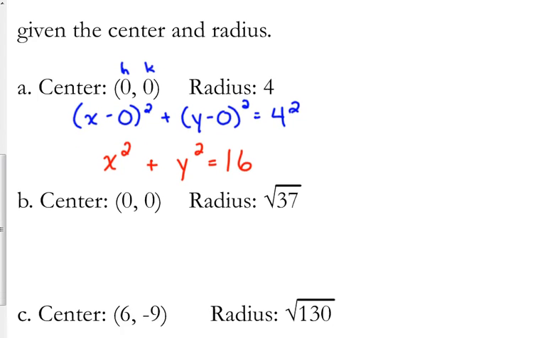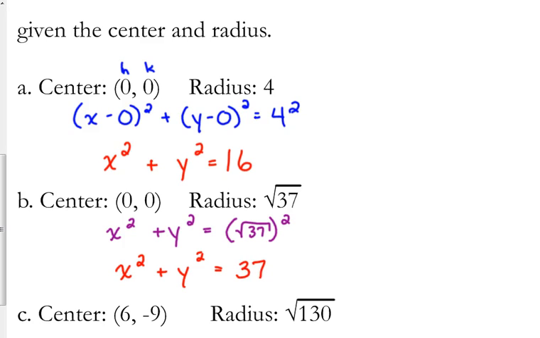So similarly, for example b, it's at the origin, so it's x squared plus y squared. If you really want to do x minus 0, you can do that, but you need to simplify it. It is equal to the square root of 37 squared. Well, what happens when we square a square root? It goes away. They undo each other. They are inverses. Squaring a square root goes away, so that is just equal to 37.